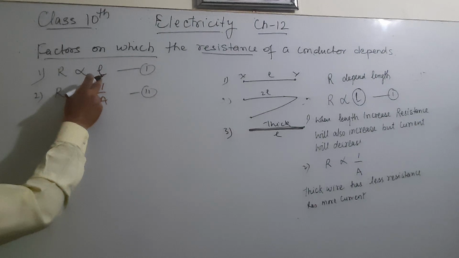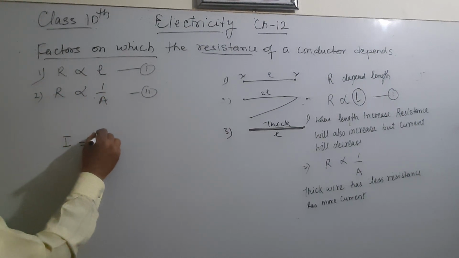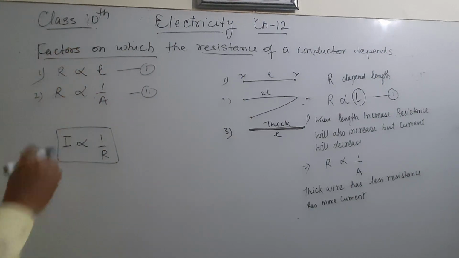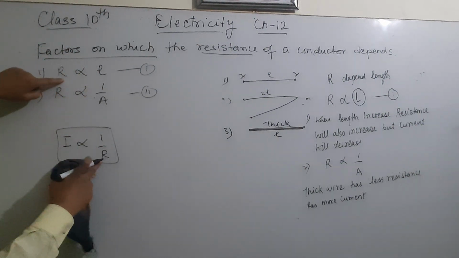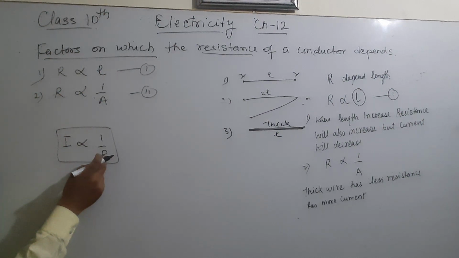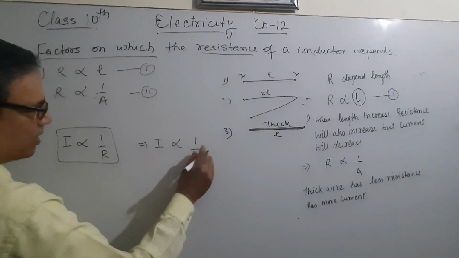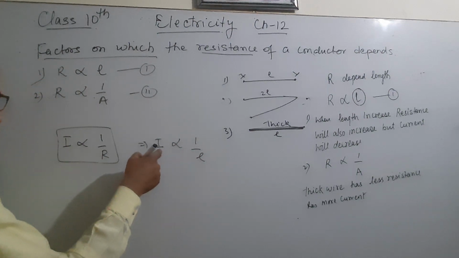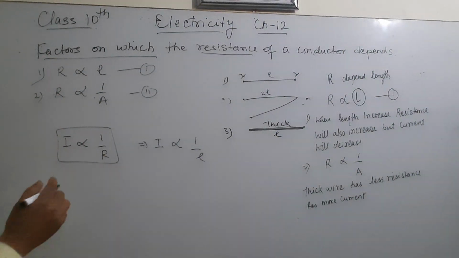It means more length, more resistance. And I is equal to 1 upon R, so we can say I is proportional to 1 upon R. More length, more resistance means less current. It means R is more when length is more. For example, I is proportional to 1 upon L. More length, current will be less. It means we have to use less length from the supply.